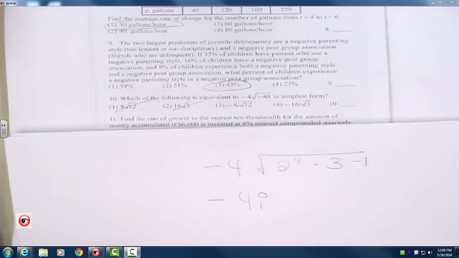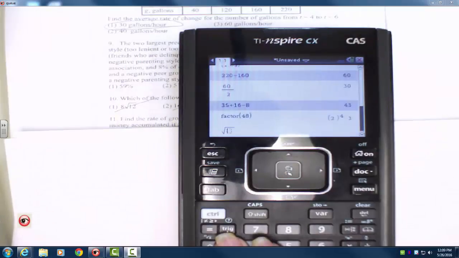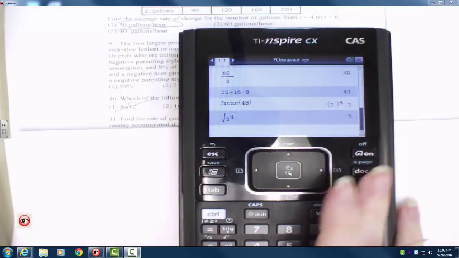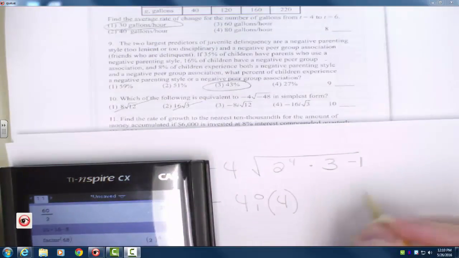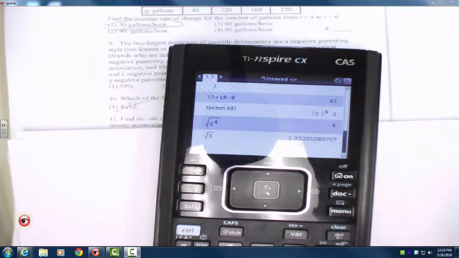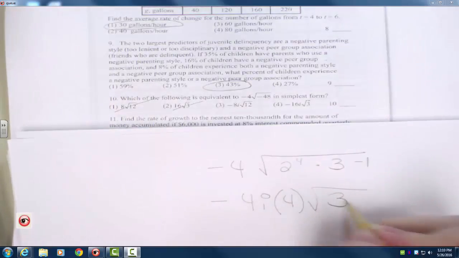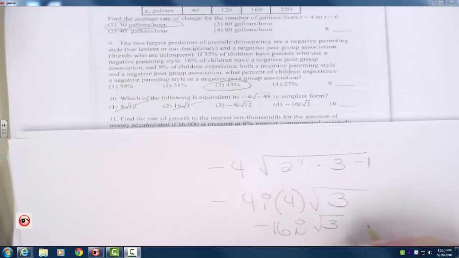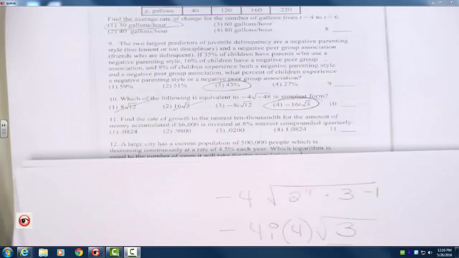So now, separate these. If I do the square root of 2 to the 4th, I end up with 4. Nice, lovely number of 4. That goes outside. If I do the square root of 3, disgusting decimal, keep that inside. So then I'm going to have negative 16i radical 3, and choice 4. All right, let's just keep rocking here.